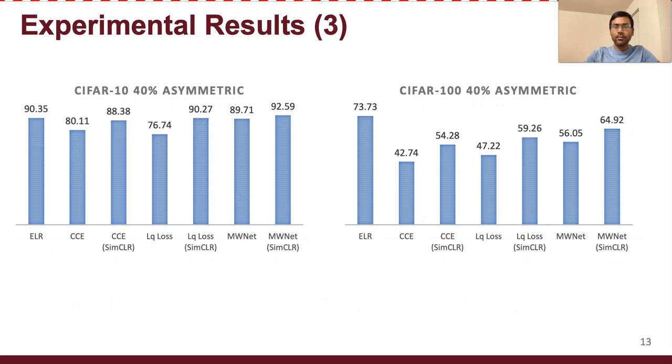And here is a plot for 40% asymmetric noise on CIFAR datasets. Meta weight net with simpler initializer does beat ELR, which is another method, early learning regularization, on C410 datasets, but not on the C400 datasets. We think more studies are required for asymmetric noise. Regardless, we do observe improvement for all methods with the contrastive initializer.